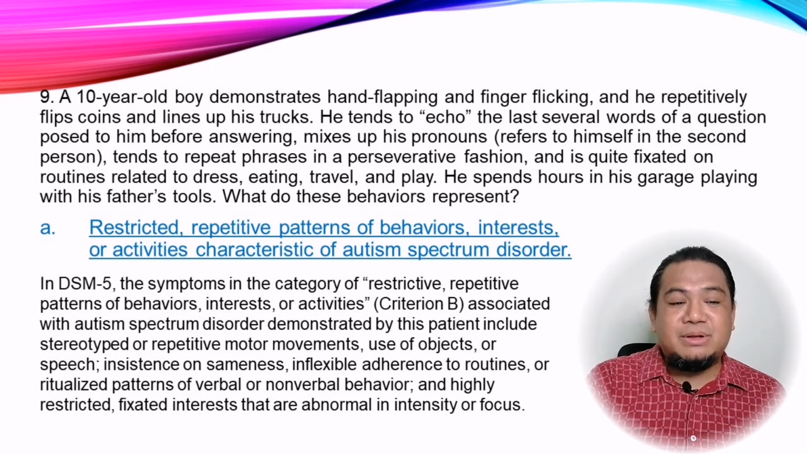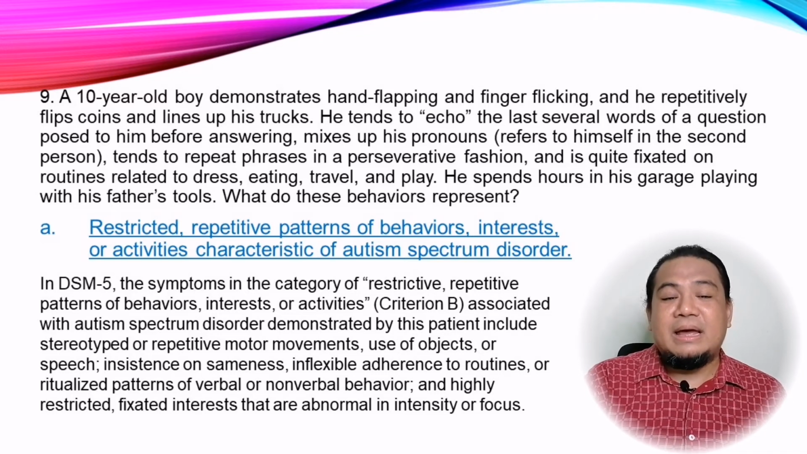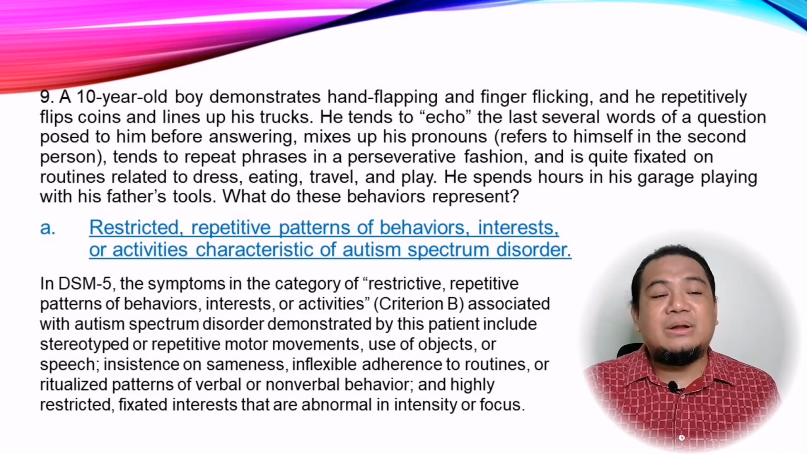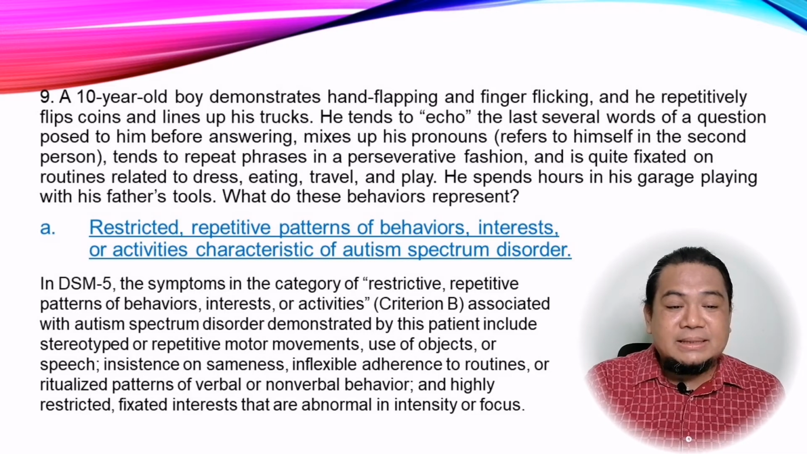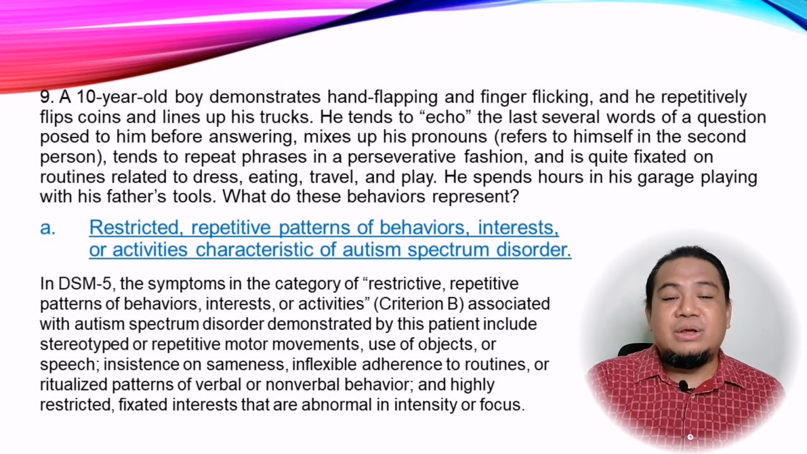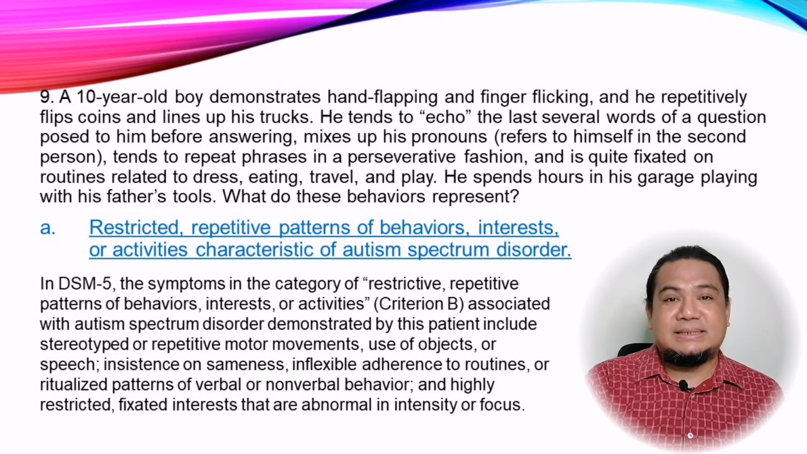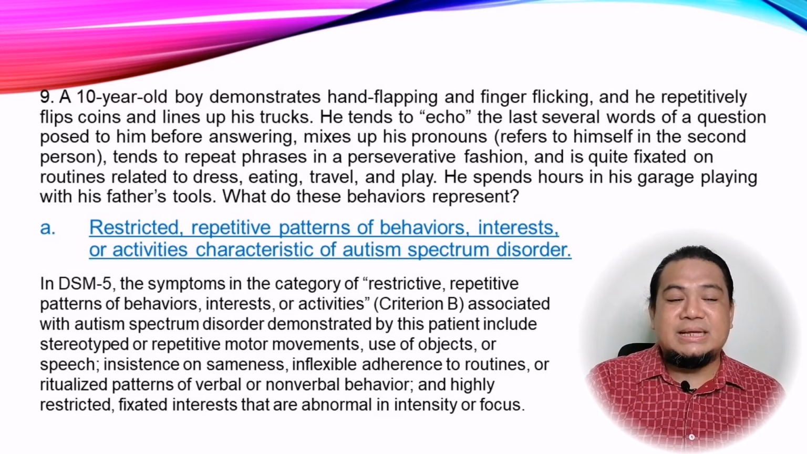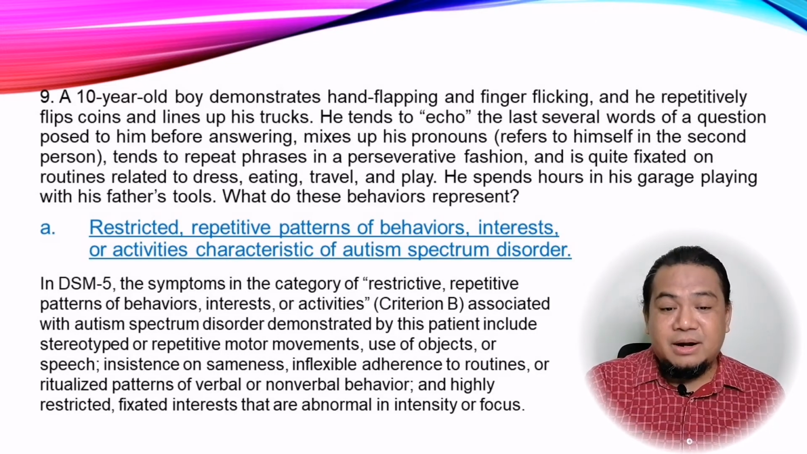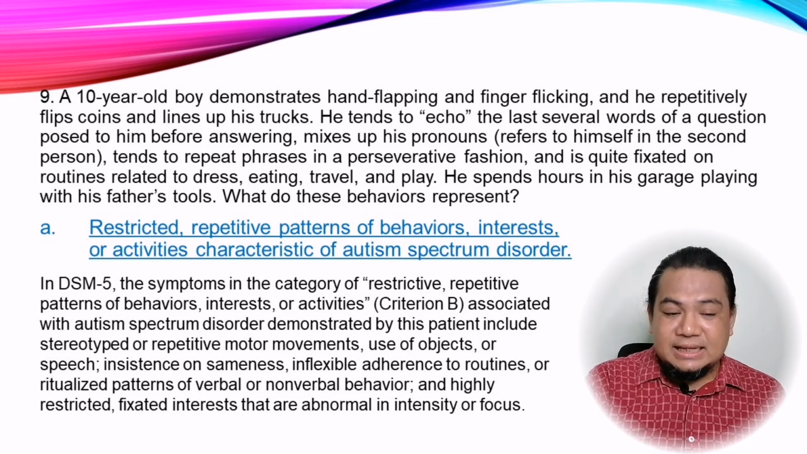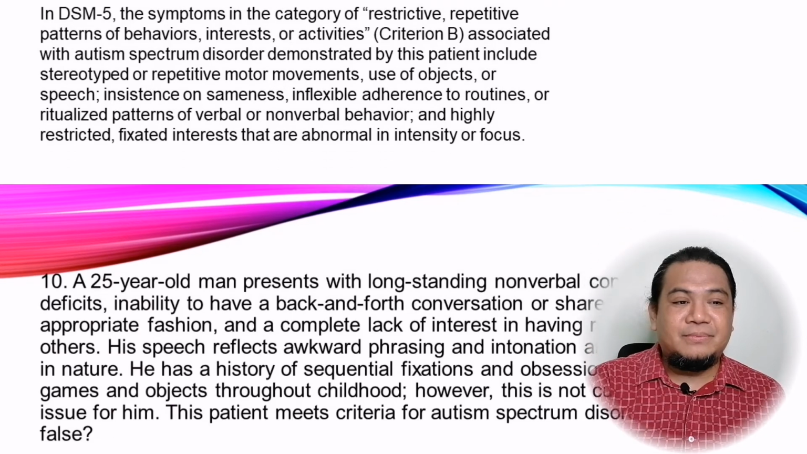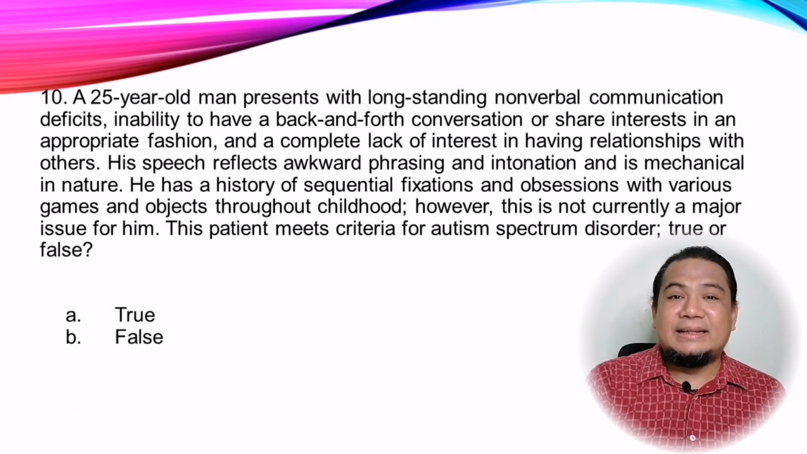B, associated with autism spectrum disorder, demonstrated by this patient include stereotyped or repetitive motor movement, use of objects or speech, insistence on sameness, inflexible adherence to routines or ritualized patterns of verbal or nonverbal behavior, and highly restricted, fixated interests that are abnormal in intensity or focus. Number 10, and the answer is true.